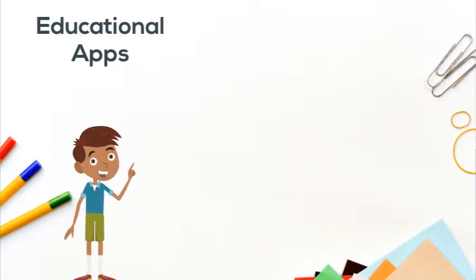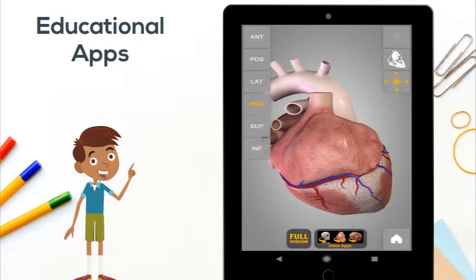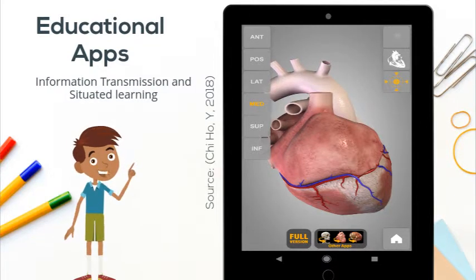Next is educational apps. For educational apps, they are easily accessed through mobile app stores. These apps normally have features that allow students to gain knowledge in unique manners. For sports science, one example of such an app is Virtual Heart, in which students can examine different parts of the heart in a 3D manner. This helps students identify and remember different parts of the heart more efficiently.